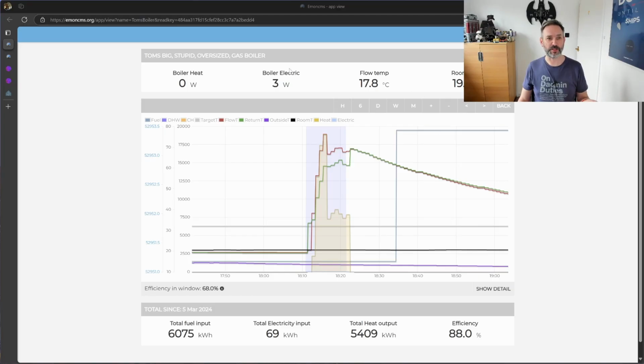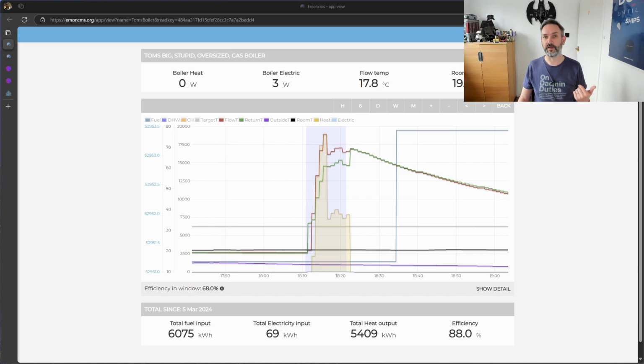This is the OEM dashboard, and I'll include a link in the description to my particular dashboard for my big stupid oversized boiler. So you can see on the dashboard that it's recording the fuel used, whether it's doing a hot water run or a central heating run, the target temperatures, the flow temperatures, the outside temperature, and the room temperature. So it's recording and logging everything you need to work out the boiler's efficiency. And if you can see down here at the very bottom, my boiler's efficiency is currently at 88% since it was installed in March.